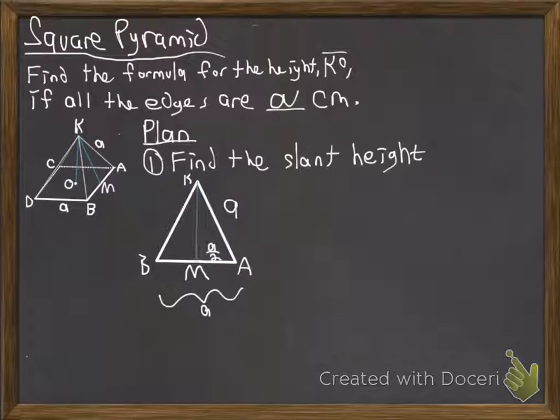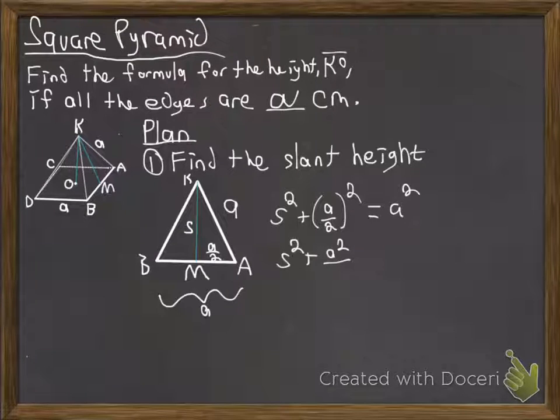We can use the Pythagorean theorem, right? So let's go ahead and do that. Let's call this S for the slant height. And now let's create our equation. So we have S squared plus A over 2 squared equals A squared. And now just be strong in your algebra skills. So we have S squared plus A squared over 4 equals A squared. Then we subtract A squared over 4 from both sides, and we get S squared equals A squared times 3/4. Ooh, that's an ugly 3.